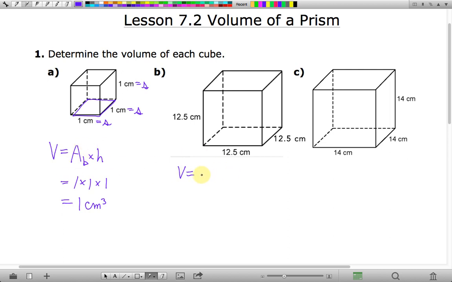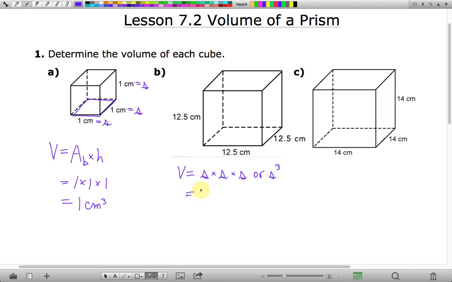So we know that the area of the base is the side length times itself, and the height is the same. So basically it means that we're doing s times s times s, which you could abbreviate in this way, saying it's s cubed, which means s times itself 3 times.